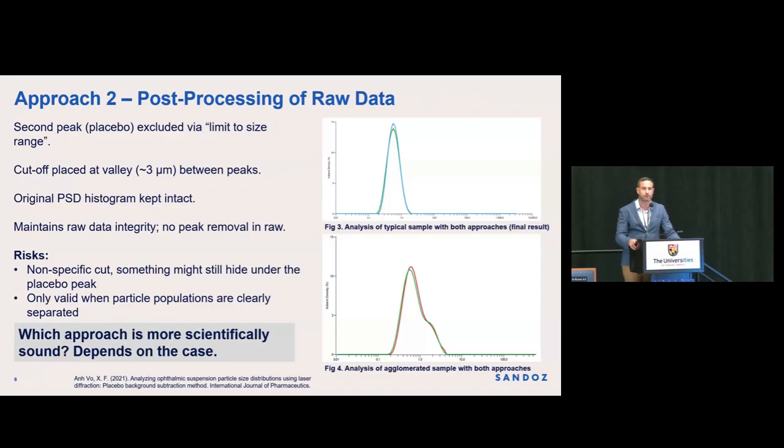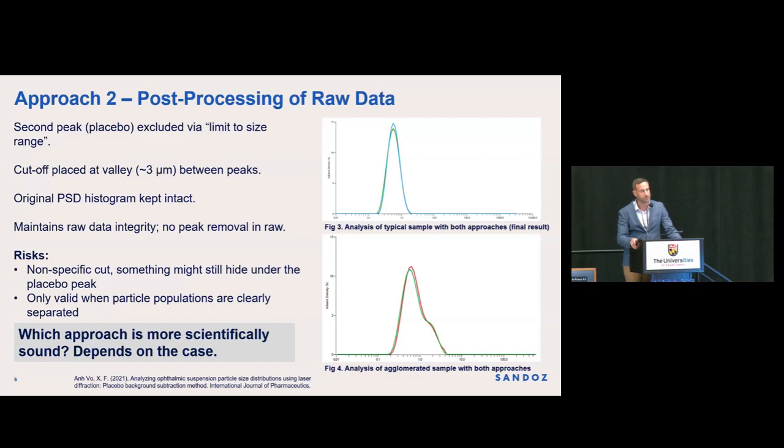For approach 2, as I already said in the beginning, it's pretty simple. What we did, we defined the lowest area between both peaks, and we simply did the cutoff of the higher peak. So what is the advantage of this approach? We still measure the raw data, so the original data contain the placebo peak. Only after the original data is obtained, we remove the placebo peak, so we can always go back and see what the original data looks like.